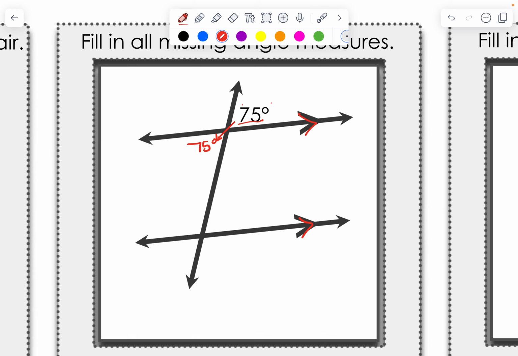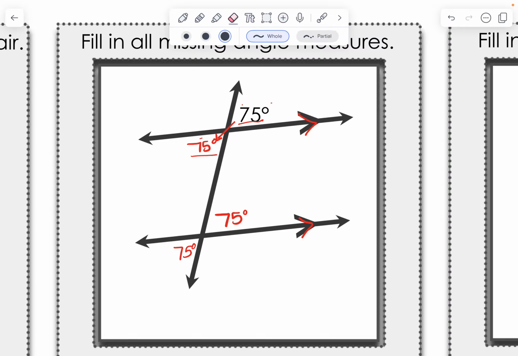I know I have a linear pair here, which means that those two angles have to add up to 180. So now that tells me this is 105 degrees, which now I can say that corresponds down here. That's vertical here, and again, it corresponds here.